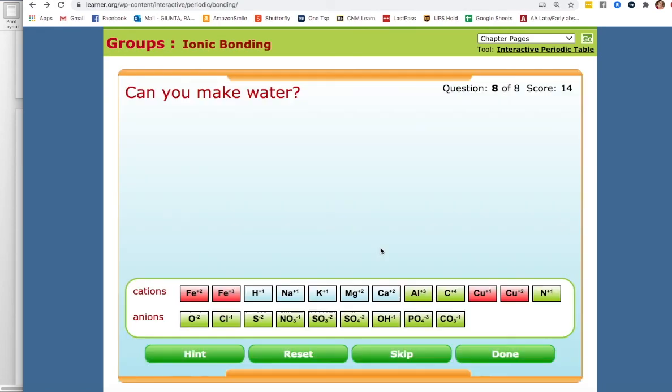So give some of these a try and make sure you're comfortable going from the name to the formula of the compound.